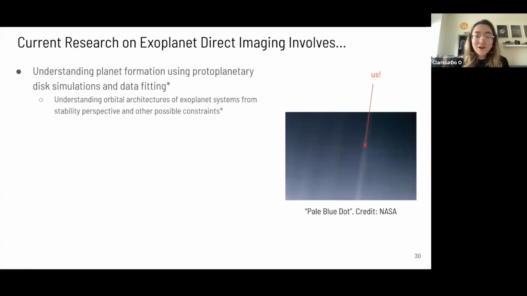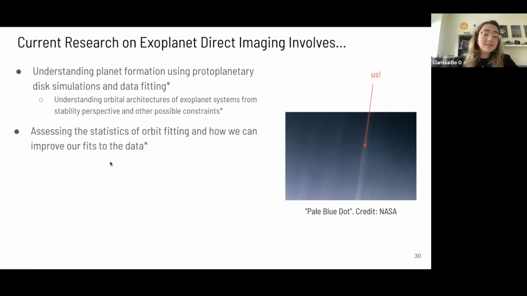So before I finish the talk and we can all address questions, I actually wanted to have a quick slide on the current research on exoplanet direct imaging. There is quite a lot of work going on in this field. It's a very young field and very exciting to currently be working on it. So here, we're currently trying to understand a little bit more about planet formation using protoplanetary disk simulations, as I showed you, also fitting data, and trying to understand more about the orbital architecture of these systems, both from a stability perspective and also other possible constraints. We're also assessing even the statistics of orbit fitting to see how we can improve our fits to the data and have better constrained orbits.